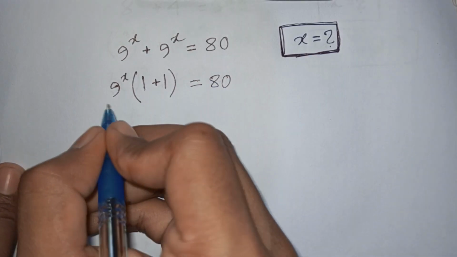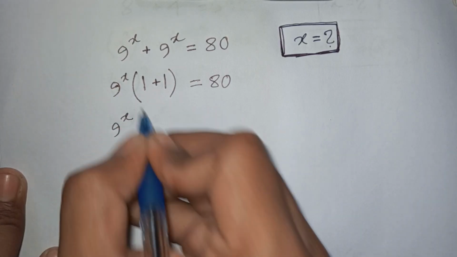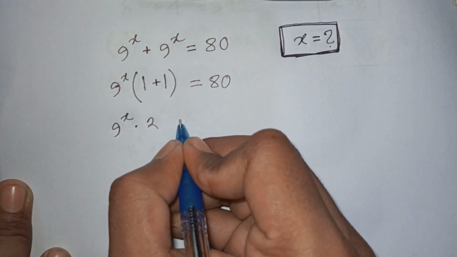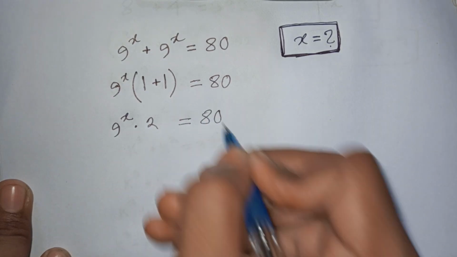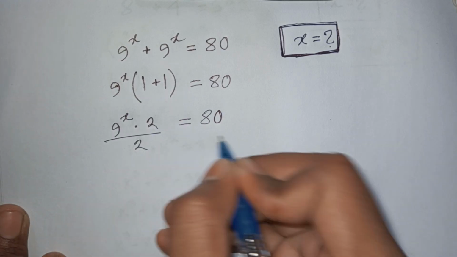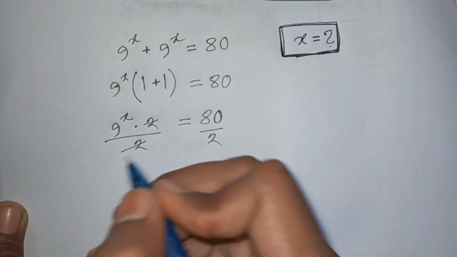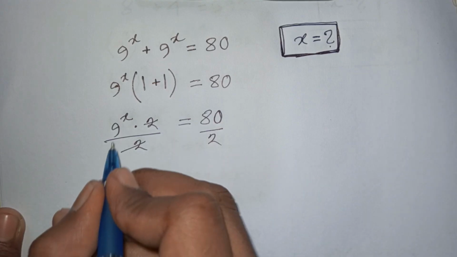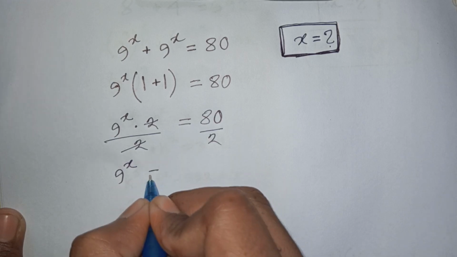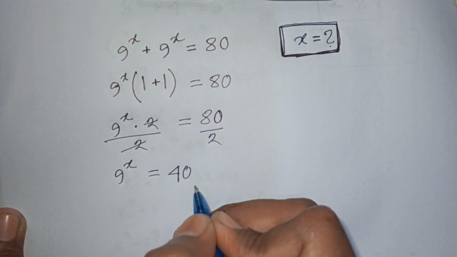In the next step we have 9 power x times 1 plus 1, that means 2, is equal to 80. Now divided by 2 in both sides. So this 2 will be cancelled. So we have 9 power x is equal to 80 divided by 2, that means it will be 40.